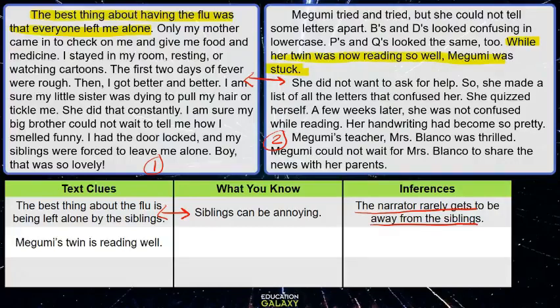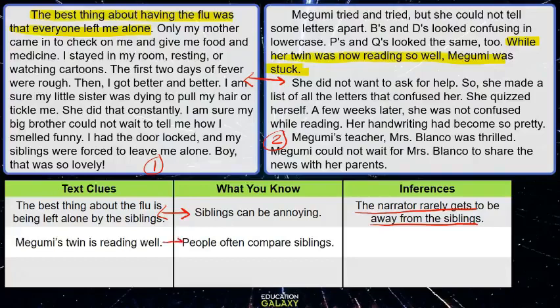Let's look at what you already know. People often compare siblings. Do you have a sibling? Do people always say, oh, your brother can do so and so, but you can't? Or look at your sister. Can't you be like your sister? Don't people often compare you and your sibling? Yeah, that's something that you already know.